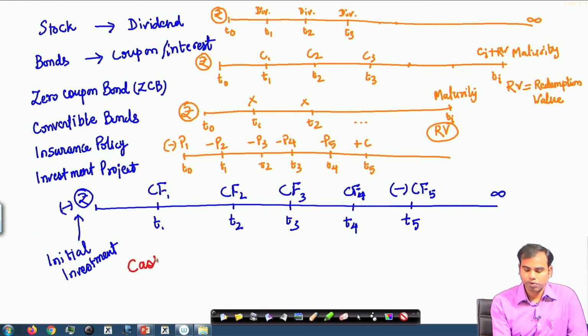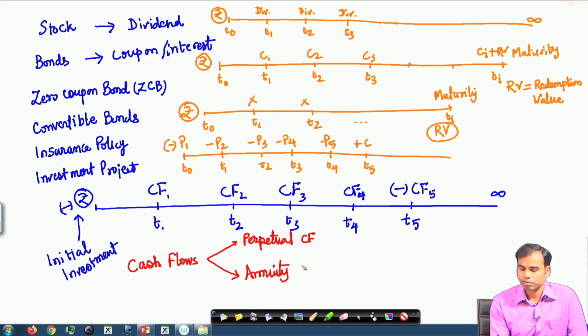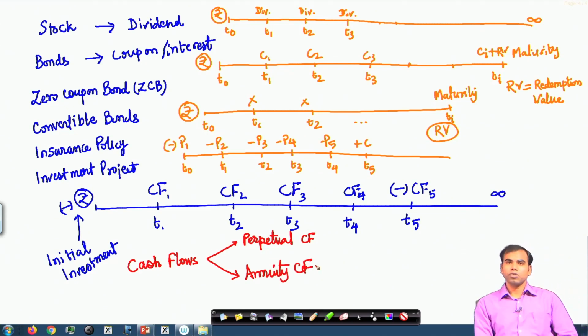So, basically I am trying to categorize cash flows based on their properties. Cash flows could either be a perpetual cash flow or an annuity cash flow. Perpetual cash flow means the cash flow which is going to incur for perpetuity. For example, in case of stocks. When you invest in a share of a company, you expect that the company will keep running for perpetuity and you are going to get dividends for a perpetual period.